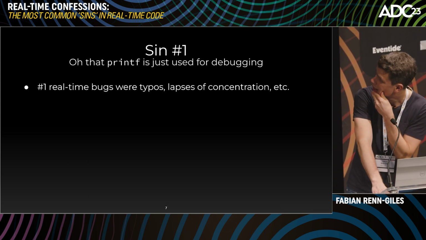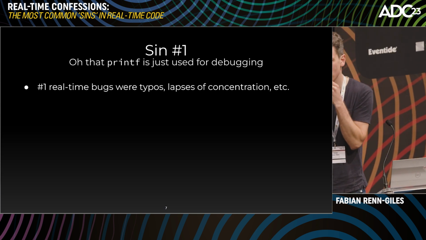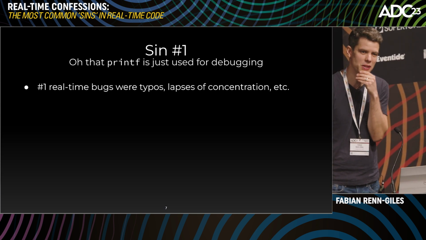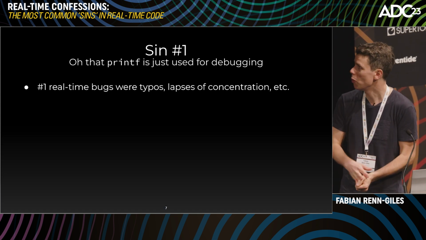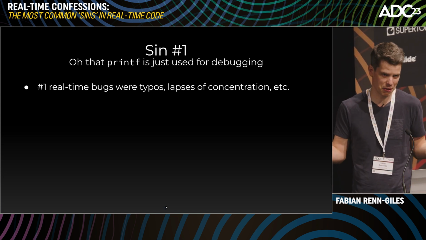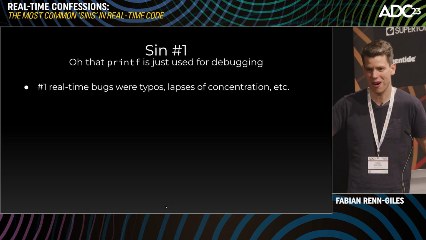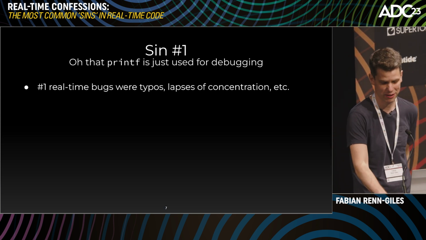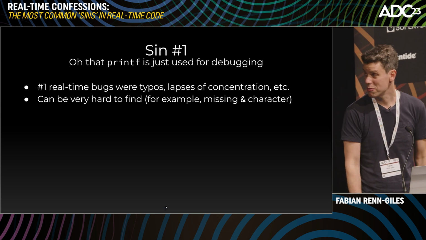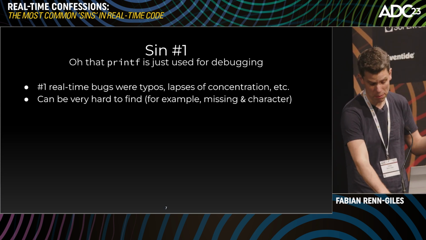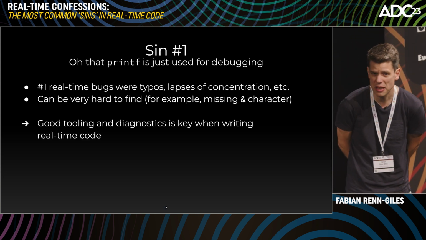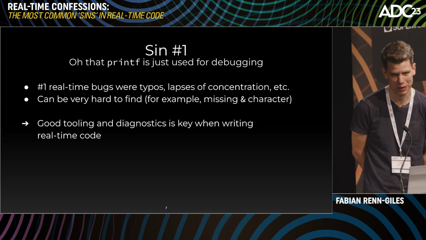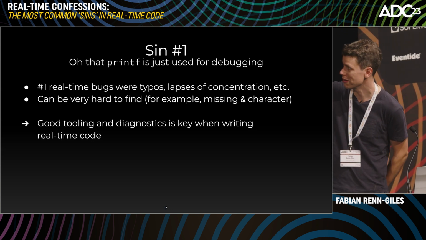I mean, the number one bugs in real-time code by far are just typos and lapses of concentration. If you ask the developers why they made that mistake, they all knew better, right? So those are by far the number one bugs in real-time code, and they can be really hard to find, like a missing ampersand. So what we really need is good tooling and diagnostics. So maybe the biggest sin is not using good tooling and diagnostics to catch those errors.